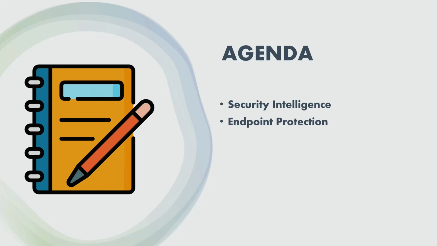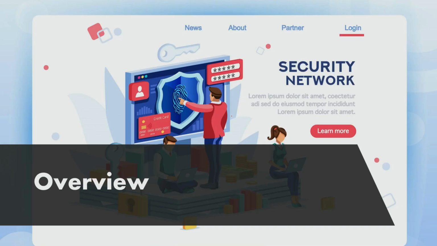On this lesson, we're going to explore the following topics covering security intelligence and endpoint protection. As modern networks use a wide range of applications, protocols and ports, and different types of network attacks are increasing and evolving on a daily basis, different types of network security technologies have been developed to mitigate or defend against these attacks.